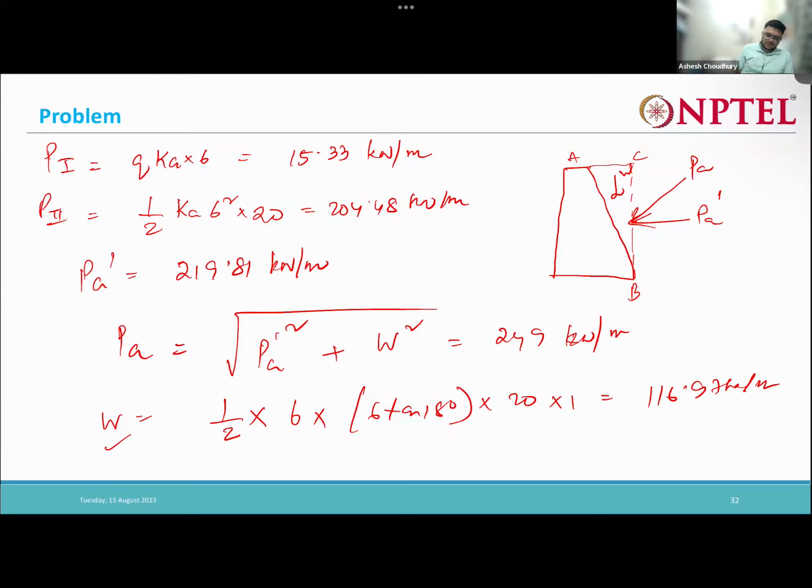So first we got PA dash acting at this line BC. Then from there, you can get the PA using the weight and the PA dash.